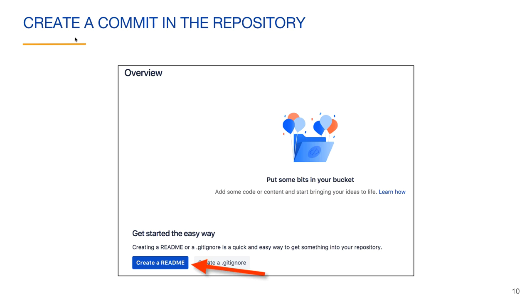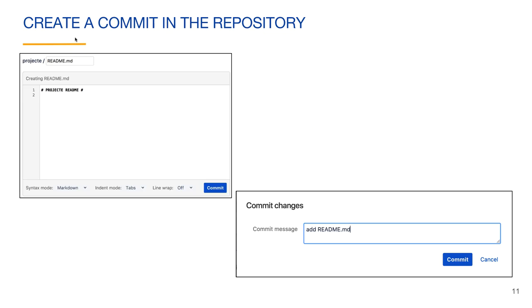When you create a Bitbucket repository, there's a button named Create README. That will create a commit in the repository. We click on that button to create a simple README file. We then create a simple README file and click Commit. For the commit message, we specify add readme.md. We click the Commit button and the first commit is made in the remote repository.